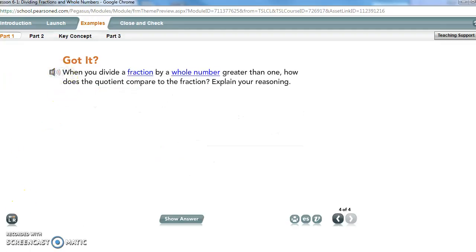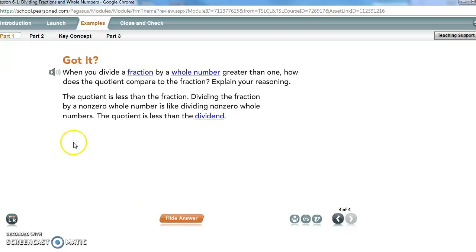When you divide a fraction by a whole number greater than 1, how does the quotient compare to the fraction? Explain your reasoning. The quotient, or the answer to the division problem, is less than that fraction. Dividing the fraction by a whole number is like dividing a whole number. The quotient is less than the dividend. Part 2.